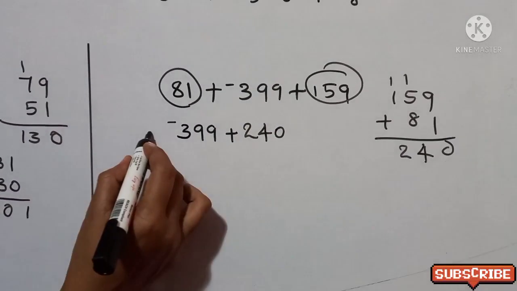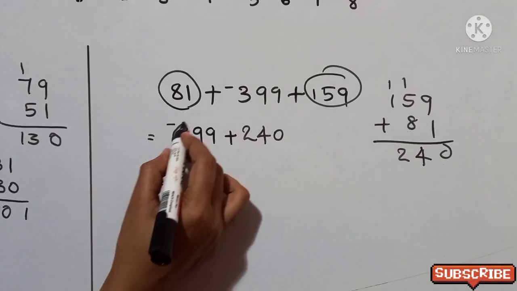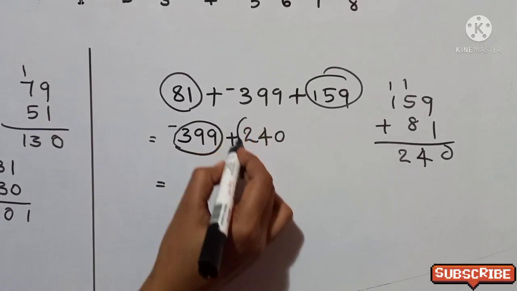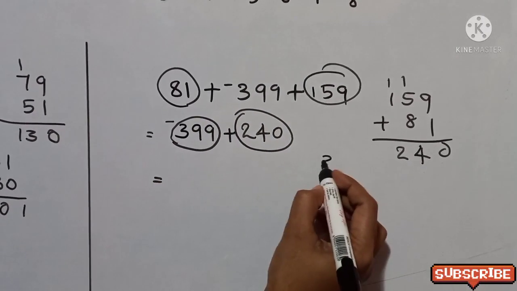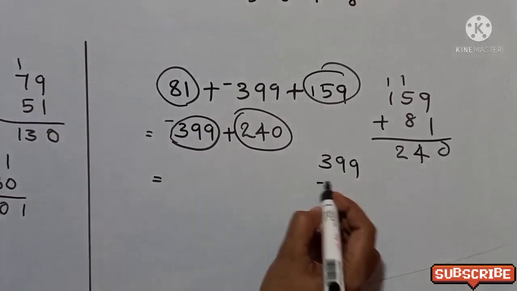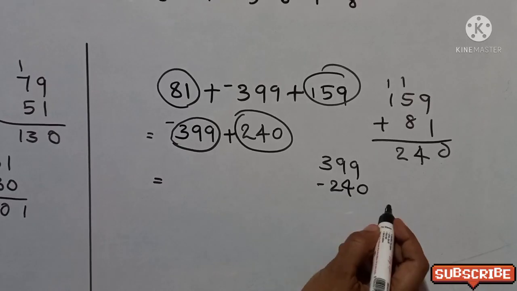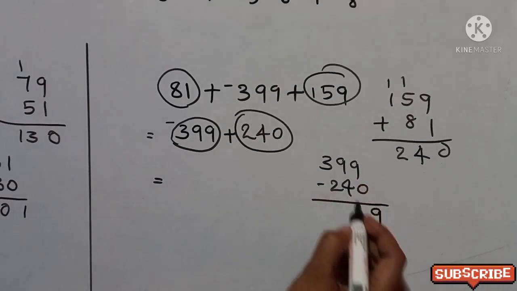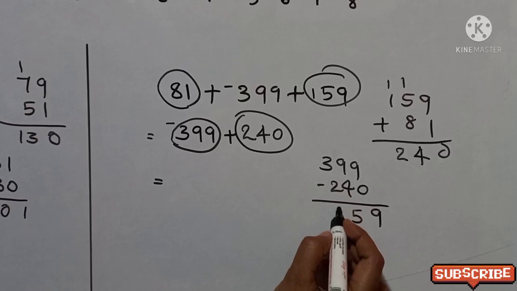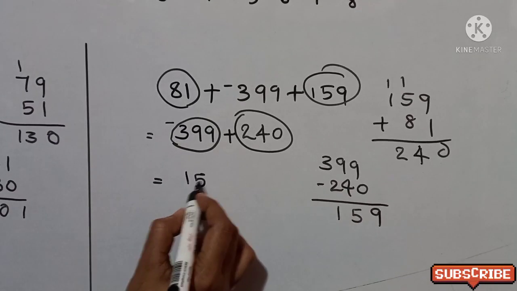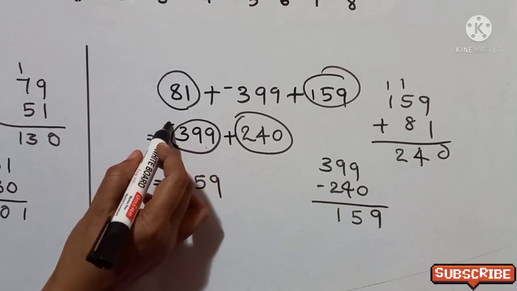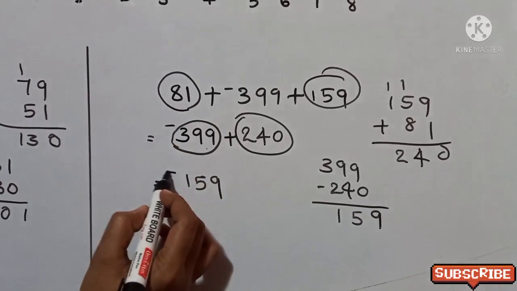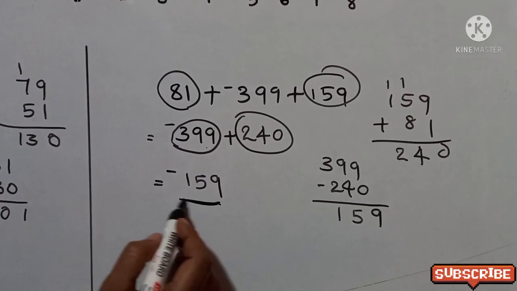That is equal to, then 399 and 240, one is positive and one is negative. Find the difference between them, larger one minus smaller one. Then we are getting 9 here, 9 minus 4 is 5, 3 minus 2 is 1. 159. Here also the larger one 399 has a negative sign. So the answer is minus 159.